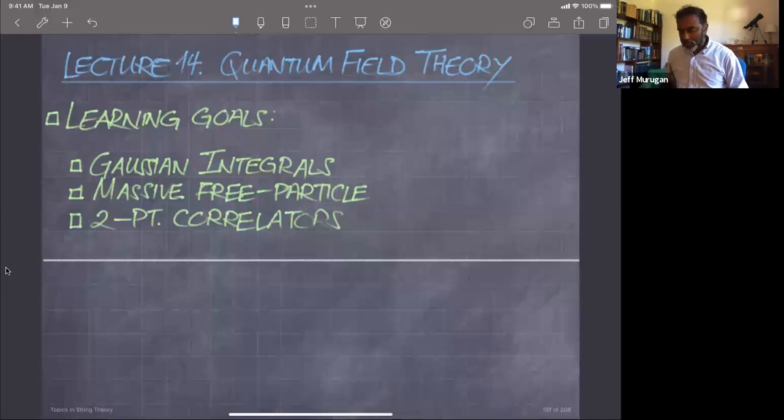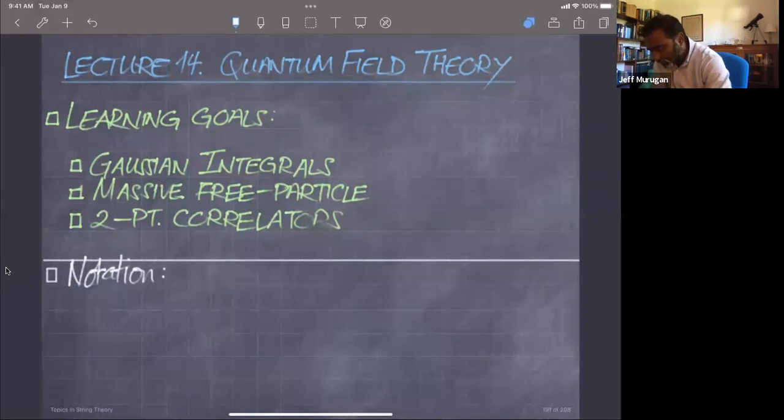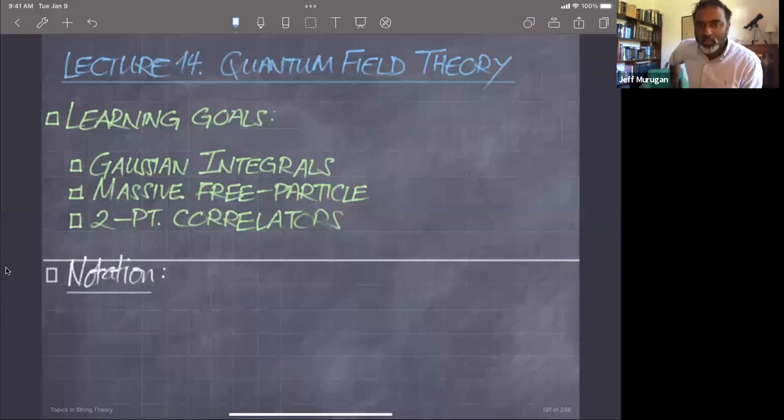So before we get started with the actual details of it, I want to start by just establishing some notation, which is going to be useful for us. And the first one has to do with the signature of the metric we're going to be working with. Now, depending on the text you're reading, you will encounter different signatures of the space-time metric, sometimes mostly plus, sometimes mostly minus. The quantum field theory texts tend to focus on a mostly minus signature metric.